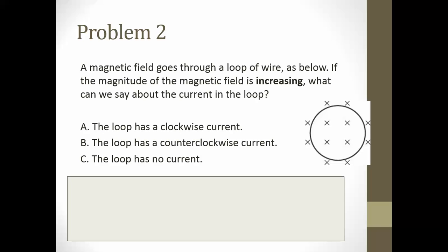Here's our first example. A magnetic field goes through a loop of wire as below, and you can see it has X's, which means the magnetic field is going into the paper, or into the screen. If the magnitude of the magnetic field is increasing, what can we say about the current in the loop? So we have a flux that is increasing into the paper.